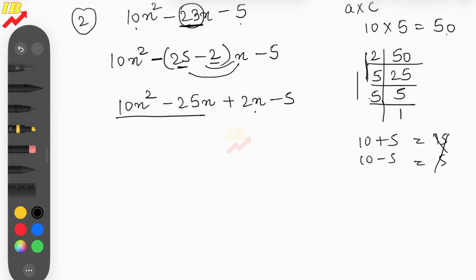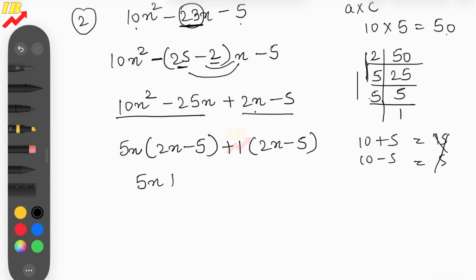Now you take the common from these two and these two. So I can see a 5 and x common from the first two. That is giving me 2x, negative 5. And in the later one, nothing is common. So again, plus 1 here, 2x, negative 5. That is giving me 5x plus 1 as one factor. And the second factor is 2x minus 5.